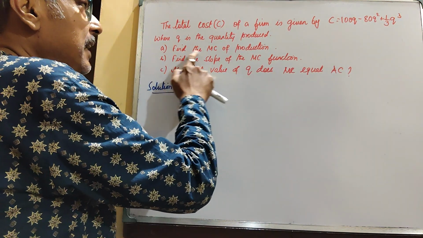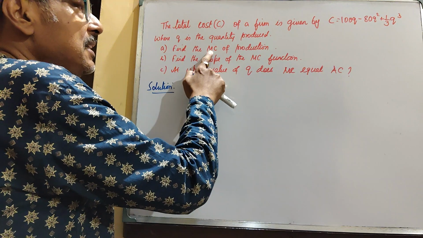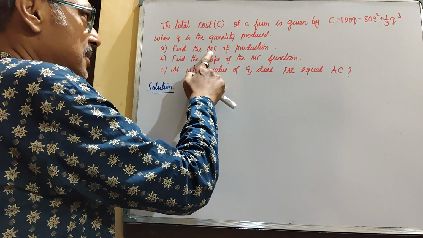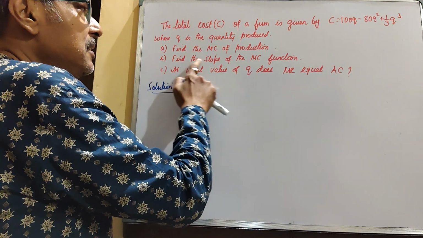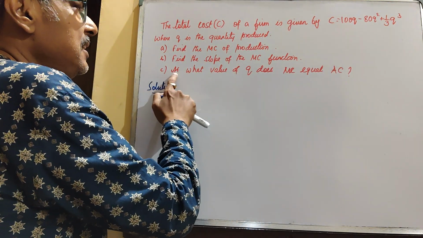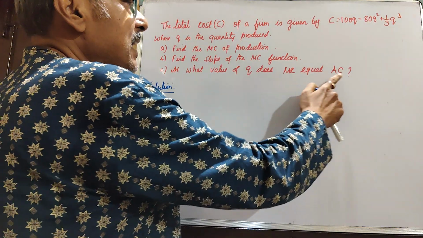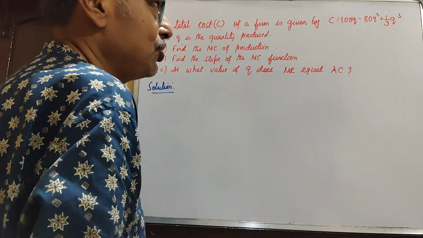Part A, find the MC of production. What is MC? MC means marginal cost. Part B, find the slope of the MC function. Part C, at what value of Q does MC equal AC? AC is average cost.